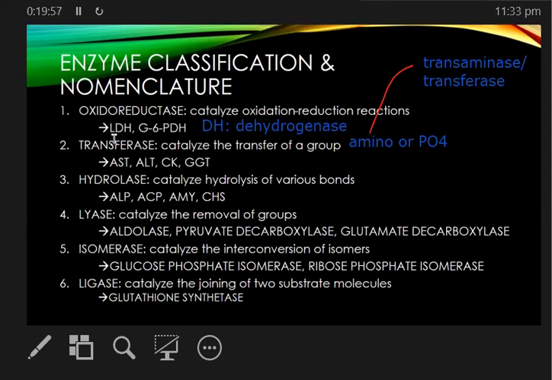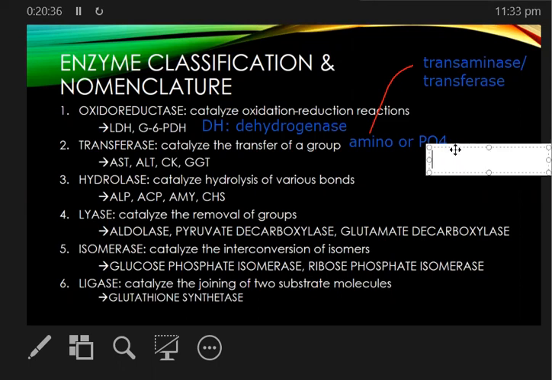So examples, we have your AST, ALT, and then we have your GGT, all of which are transferase enzymes. Like for example, di ba, AST. What is AST? Aspartate aminotransferase. Okay? ALT is your alanine aminotransferase. What else? We also have your GGT, di ba? GGT is gamma glutamyl transferase, yeah, tama. Okay, transferase.